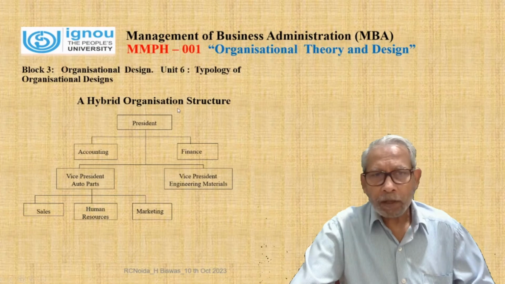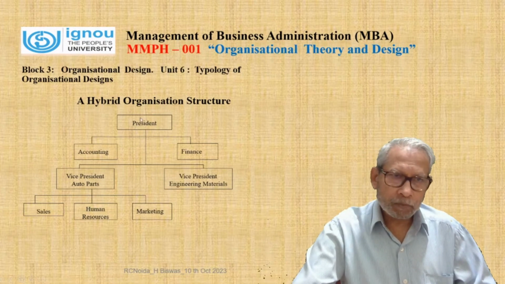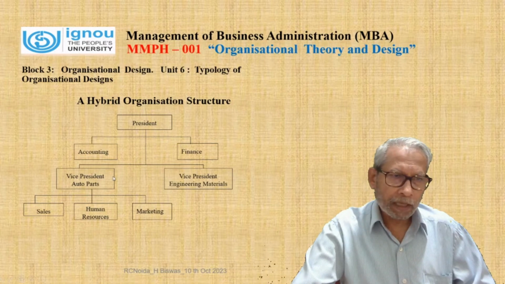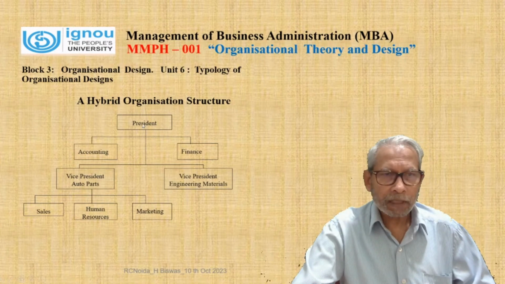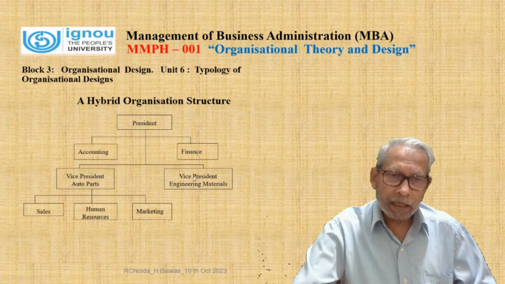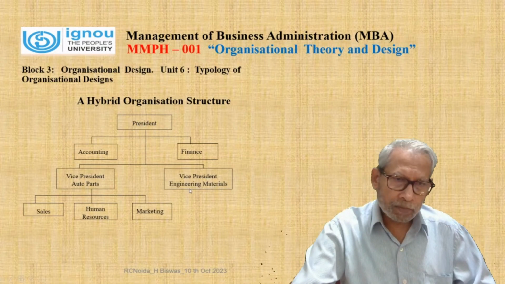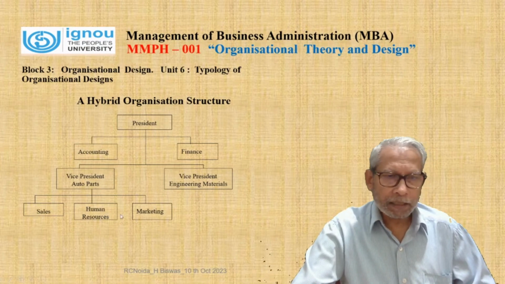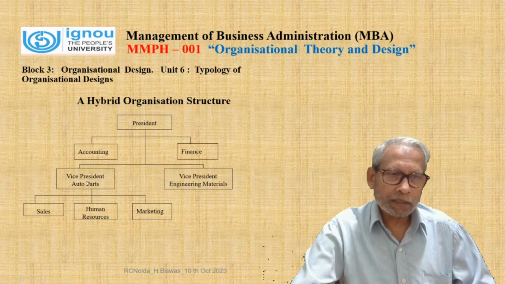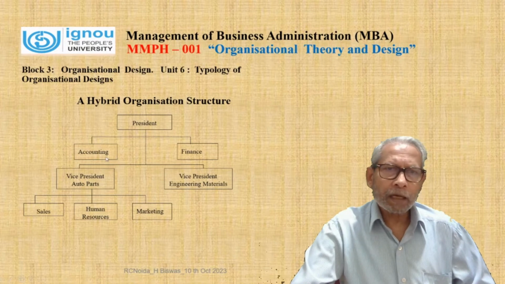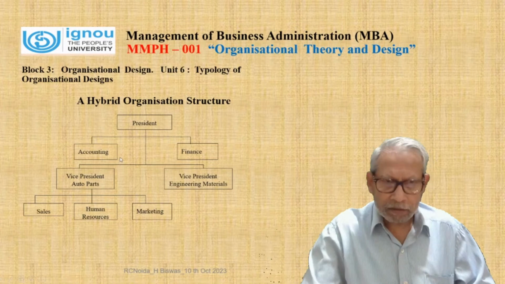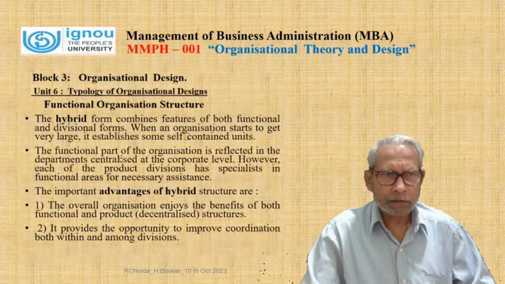Hybrid. Now, in the hybrid organization structure, the president is there, accounting and finance are reporting, and then the vice president of auto parts is reporting to the president directly. Here the vice president of engineering is also directly reporting to the president, and the sales, HR and marketing are reporting to a vice president. So you see there are some functional and traditional mix, that's why it is a kind of hybrid structure.